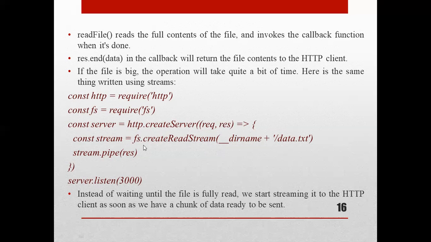This method from the fs module, createReadStream, we use to read the file name, the directory name plus data.txt. This is a text file we are going to read as a stream. Then stream.pipe(response). And at last we listen for incoming requests at port 3000. Instead of waiting until the file is fully read, we start streaming it to the HTTP client as soon as we have a chunk of data ready to be sent.